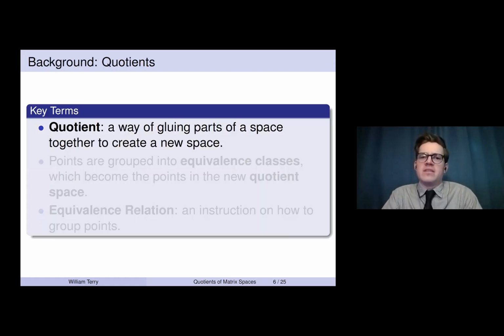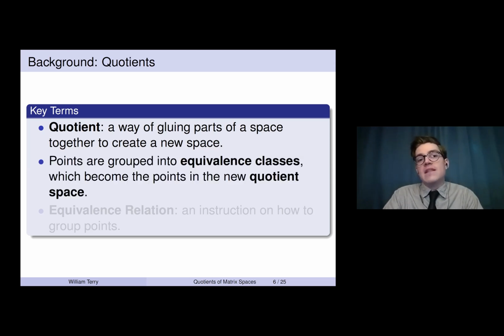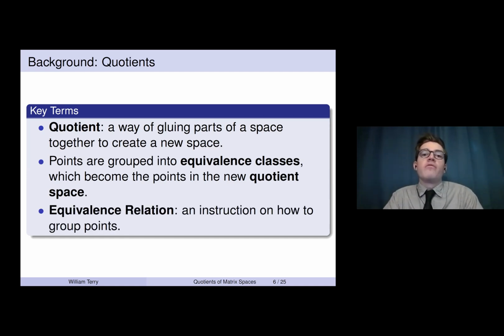One way of generating a topology is through a quotient. A quotient is a way of gluing parts of a space together to create a new space. Points are grouped into equivalence classes, which become the points in the new quotient space. And an equivalence relation is an instruction on how to group these points together.